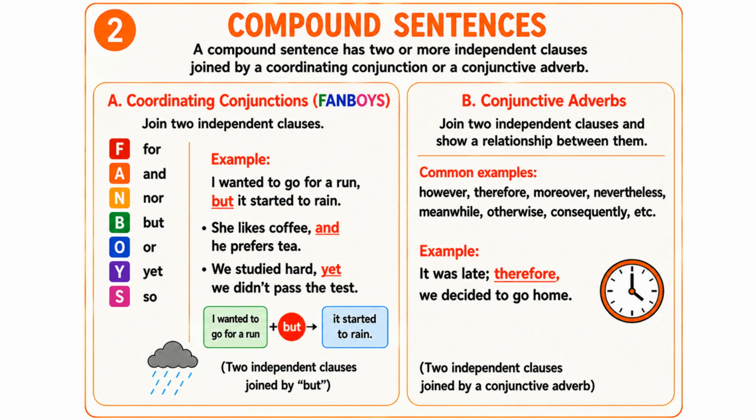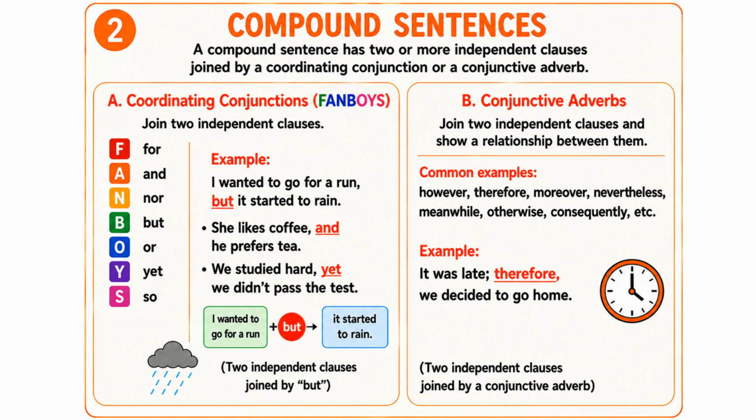One common way to connect independent clauses is with fanboys. Fanboys stands for and, nor, but, or, yet, and so. For example, I wanted to go for a run, but it started to rain. We have 2 independent clauses here. I wanted to go for a run is one complete idea, and it started to rain is another complete idea. They are connected by but.